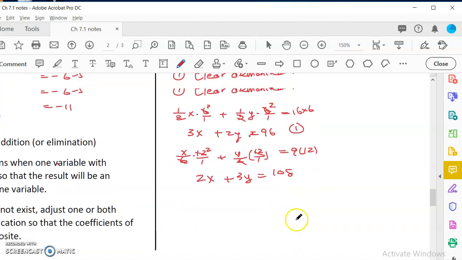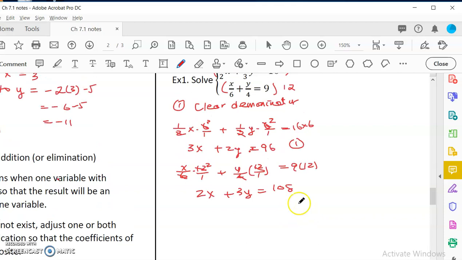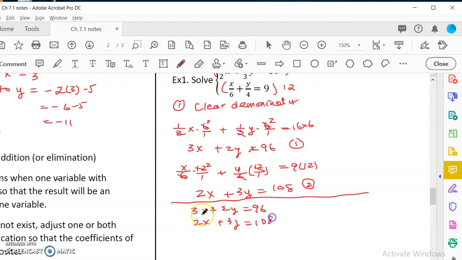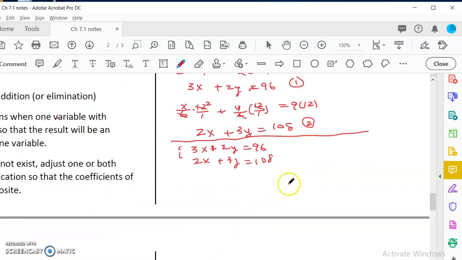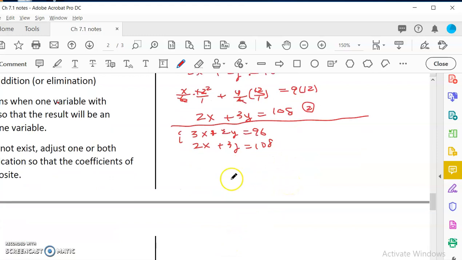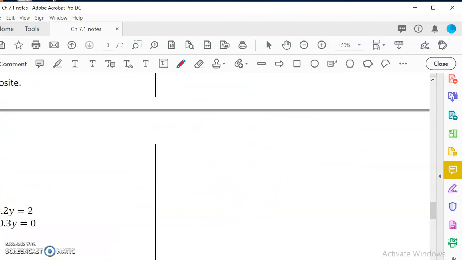Do I have enough space? So I'm going to have two equations. Rewrite them and look at them. 3x plus 2y equal to 96. 2x plus 3y equal to 108. Now you analyze them again. Can I use elimination, or what method should I use? Oh, I have some more space here.